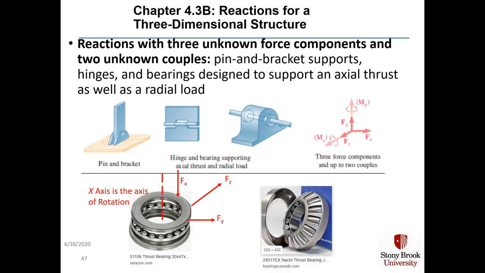There are reactions with three unknown force components and two unknown couples. These include pin and bracket supports, hinges, and bearings designed to support an axial thrust as well as a radial load. In the lower left corner, we show an exploded view of a thrust bearing. The x-axis, which is this one, is the axis of rotation, and hence it does not support a moment about the x-axis. It only supports moments around the y and z-axis. The bearing is designed to resist forces in x, y, and z, and therefore these forces are unknown components that would have to be calculated if you're going to specify a thrust bearing. The thrust bearing works because the rollers are actually on this angle relative to the face of the bearing.